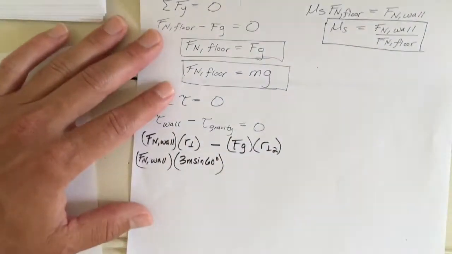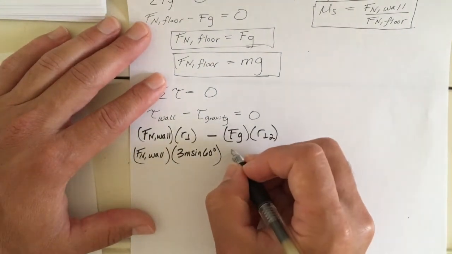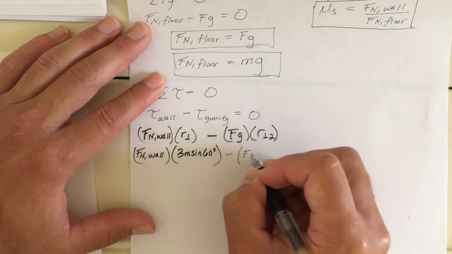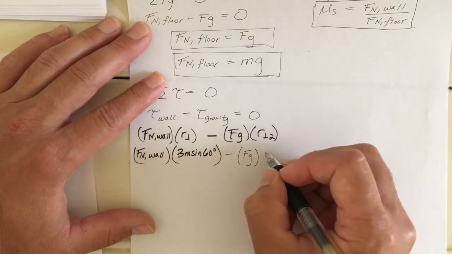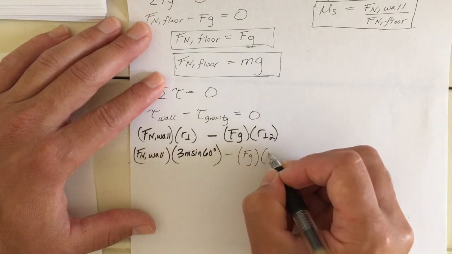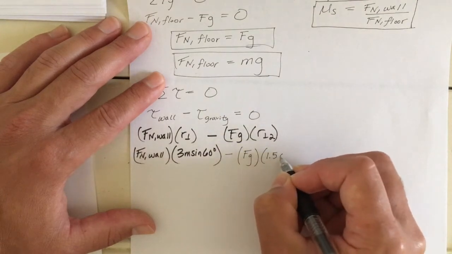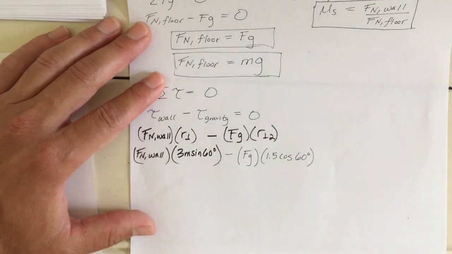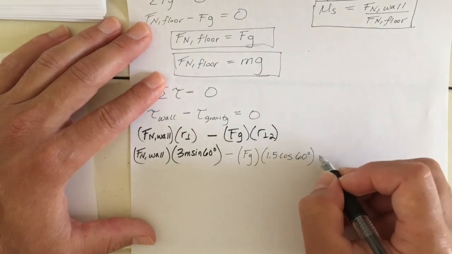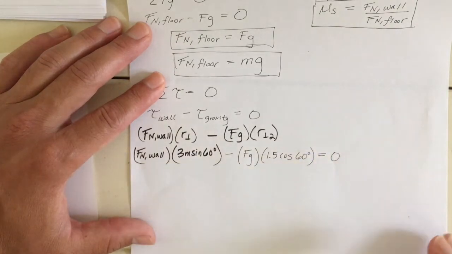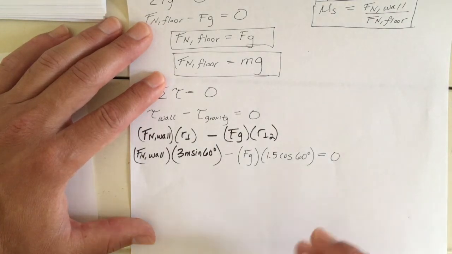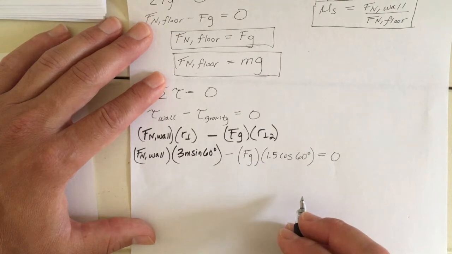All right, so let's go ahead and put that in. Down here we have minus Fg, which I don't think we know, right? We said we don't know that. Times 1.5 cosine of 60 degrees, and then that is equal to 0. All right, good. Let's see where that can take us.